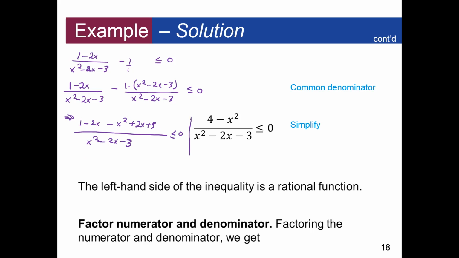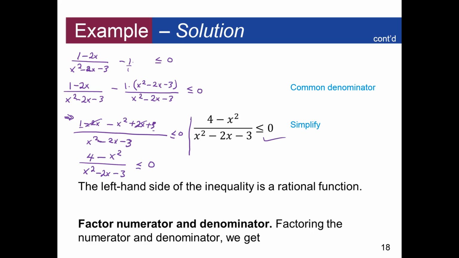Okay. So let's simplify the numerator. Well, 1 plus 3 is 4. So that gives us 4. And then we have plus 2x minus 2x, which will cancel out. So the numerator is just 4 minus x squared, divided by x squared minus 2x minus 3, less than or equal to 0. So that is why I have that expression there.